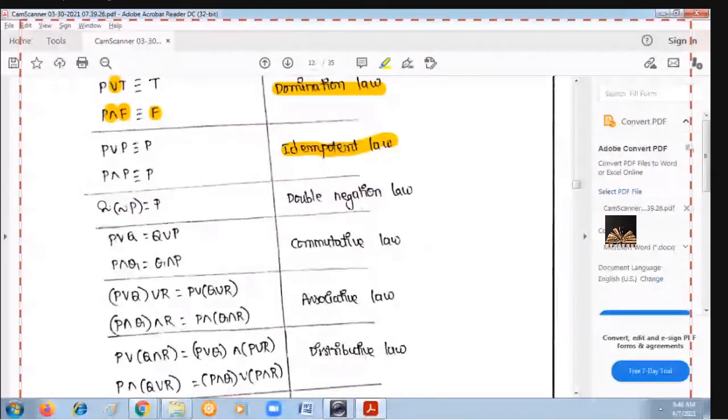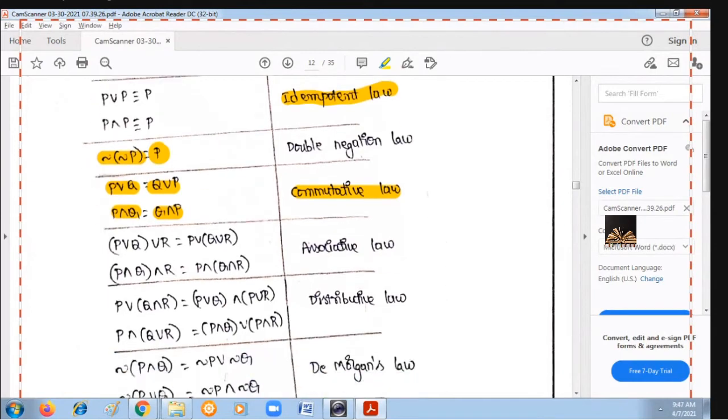And the next one is commutative law. Commutative law is something like A plus B equal to B plus A, A minus B equal to B minus A. So in place of plus and minus, I have used conjunction and disjunction. So here P or Q is equal to Q or P. P and Q is also equal to Q and P. These two are known as commutative laws.